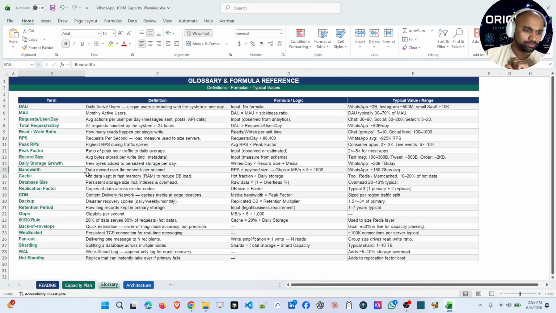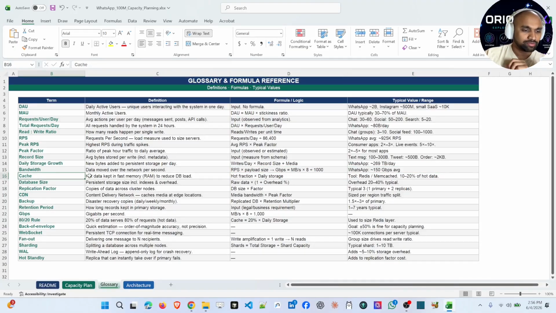Next, come to the bandwidth. That is the data moved over the network per second. That is requests per second multiplied by payload size. It is converted to GB per second. We will be getting the value in MB, which has to be multiplied by 8 to convert from bytes to bits, then divided by 1000, which will give the Gbps. And for WhatsApp, around 150 Gbps is the average bandwidth.